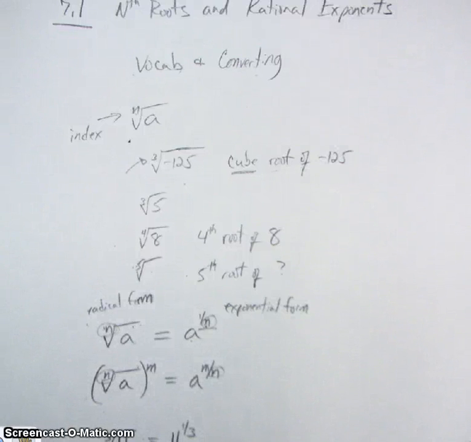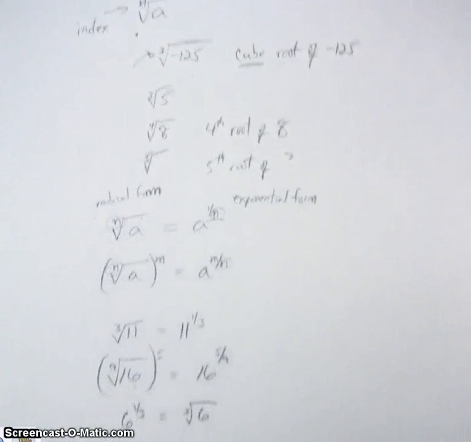If I have 6 to the 1/3, so now this is exponential form, I can convert it to radical form. In other words, I'm going to put a radical in there. So 6 goes inside, do your radical. Now, since it's a 1, there'll be a 1 out here, so you can just ignore it. Here's the denominator, so that's my index, so that becomes a cube root.